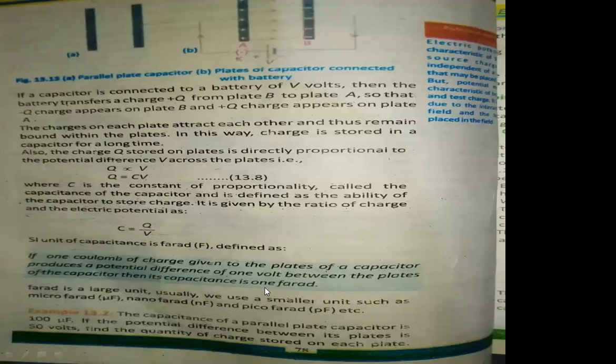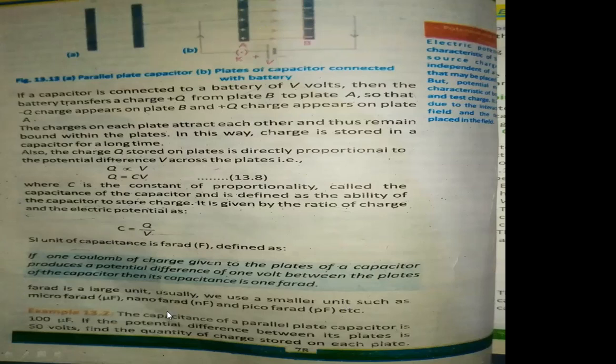This is the definition of the farad. If they ask you to define farad: 1 farad means if you have a charge of 1 coulomb and a potential difference of 1 volt, the capacitance will be 1 farad. If 1 coulomb of charge given to a plate of a capacitor produces a potential difference of 1 volt between the plates, then the capacitance of the capacitor will be 1 farad.